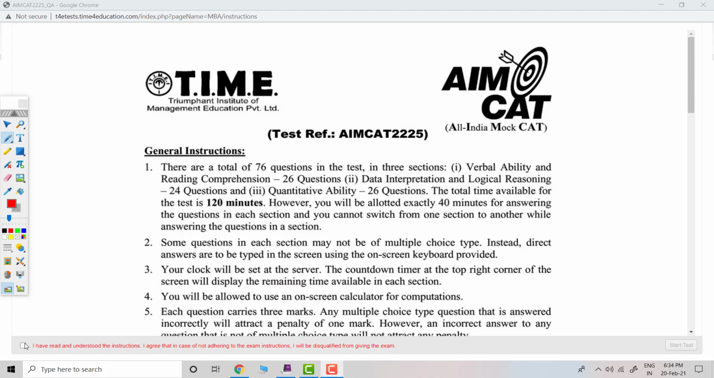Okay everyone, today we are going to solve CAT 2021 MCAT 2225. This is the first MCAT for CAT 2021. Today we are going to solve the quant section of MCAT 2225. There are a total of 26 questions in the quant section and the time allocated is 40 minutes. So let's start. I'm going to start this MCAT.